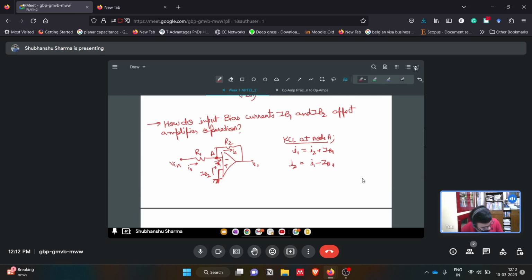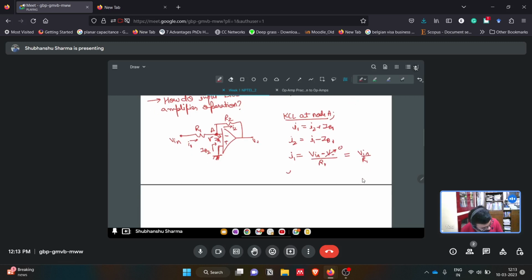Okay, and what is I1? So this is node A. Let's say this is V minus here. The voltage at node A is V minus. So I1 is V in minus V minus divided by R1. But since this is a virtual short, it will be grounded, so it is V in by R1. And what is I2? I2 is V minus minus V naught by R2. This is 0, so it will be minus V naught by R2.